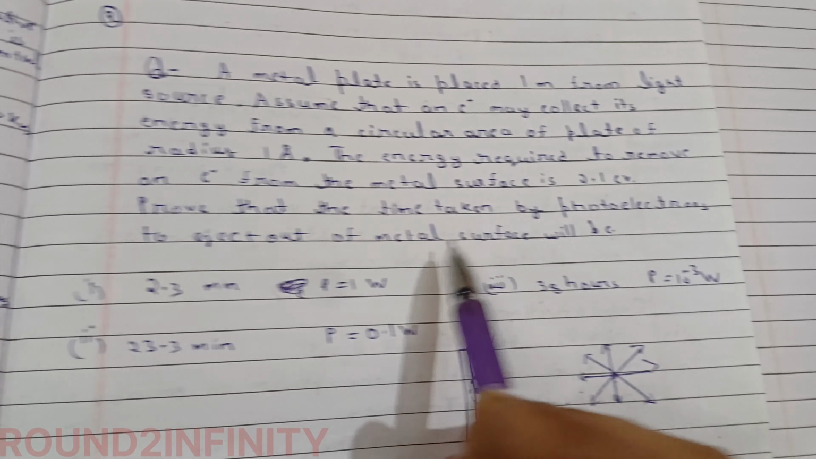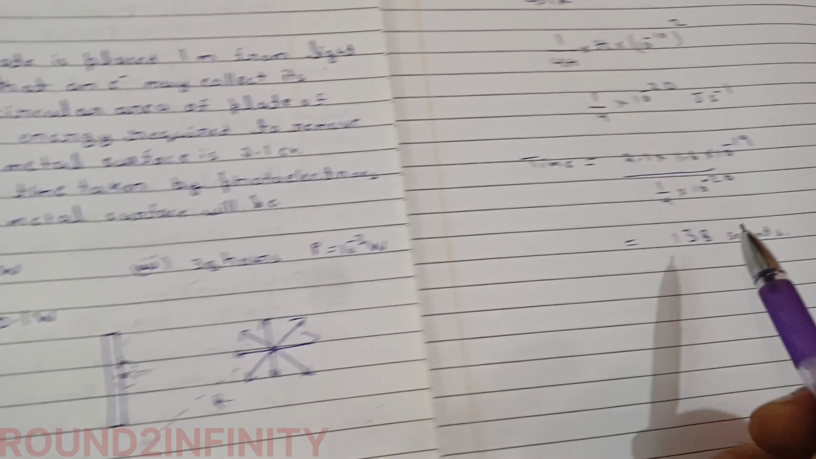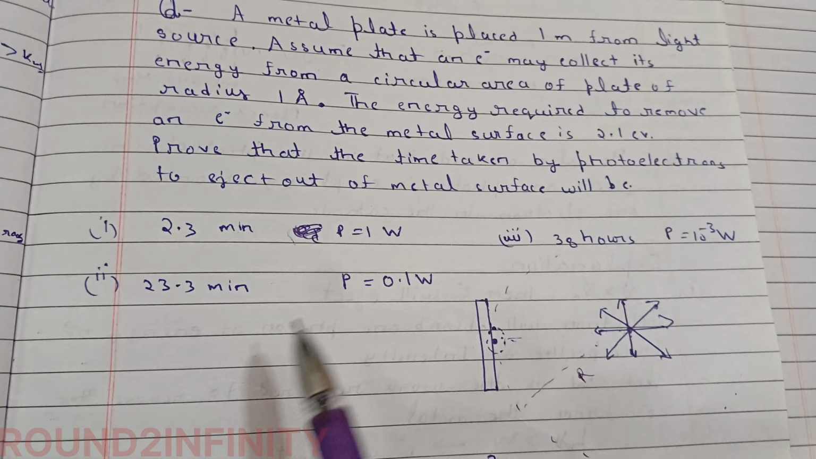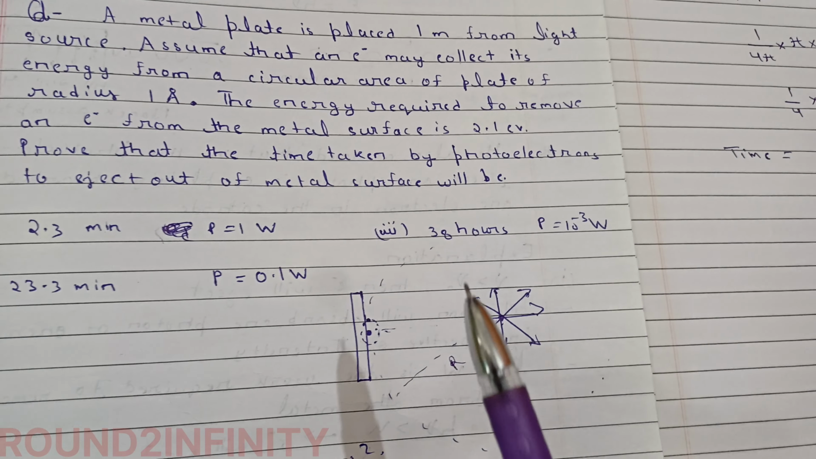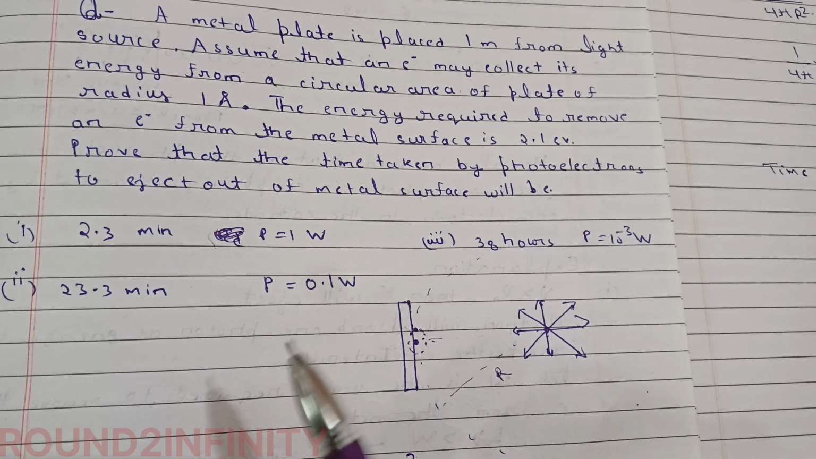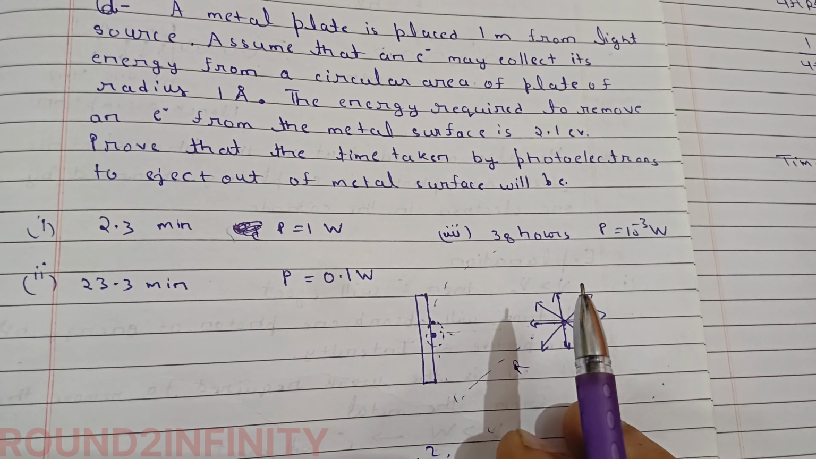Classically, it will take this amount of time to emit the electron, and as the power decreases it will take more time, and as the power increases it will take less time. That's how you can see this classically.